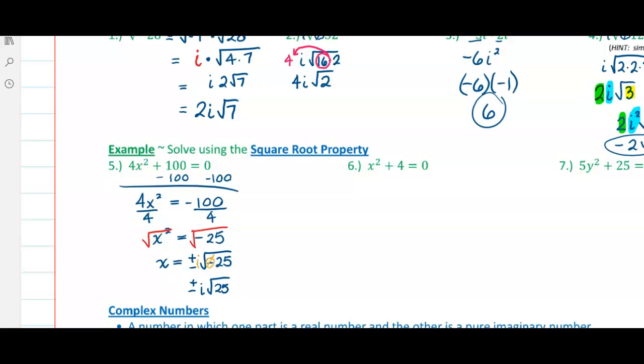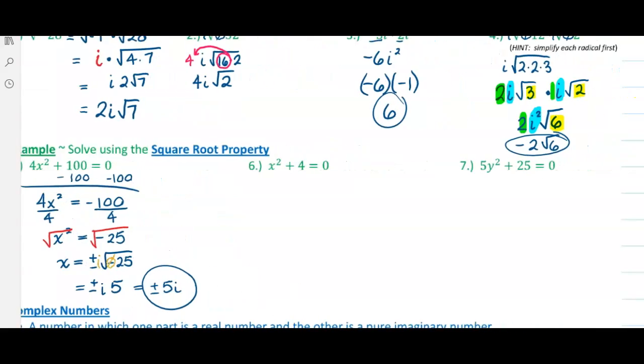But we know what radical 25 is. Radical 25 is just 5. And then finally, we don't leave our answer with the letter then the number. We change it to plus or minus 5i. Final answer. Let's try another one.